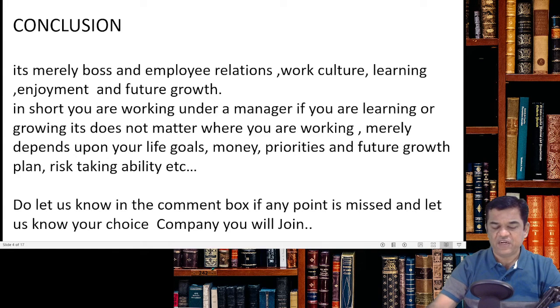So friends, in short, it's merely employee and boss relationships, work culture and other learning opportunities and future growth. So it merely depends on you what you are trying to get and what your priorities are. In short, if you are working under a manager, if you are learning or growing, it doesn't matter where you are working. It depends upon your life goals, money priorities, future growth plan, risk taking ability, etc.